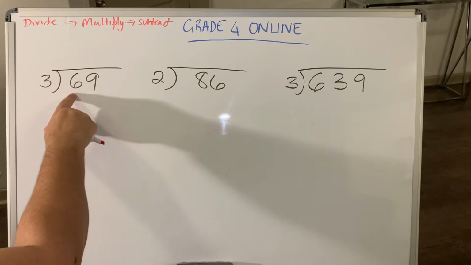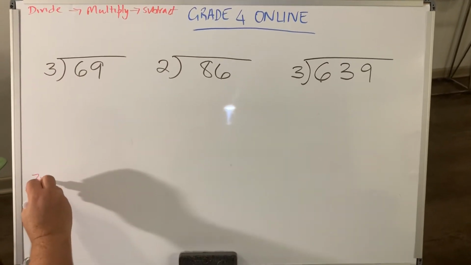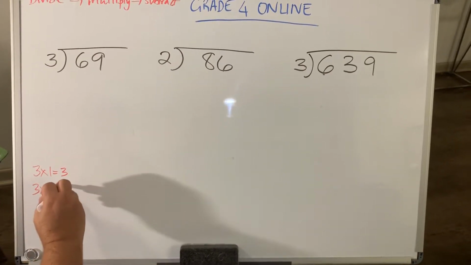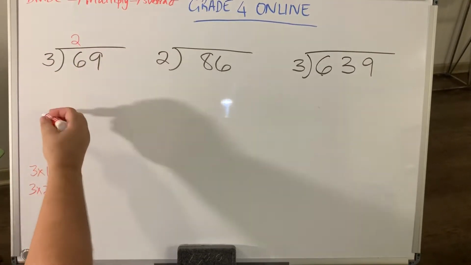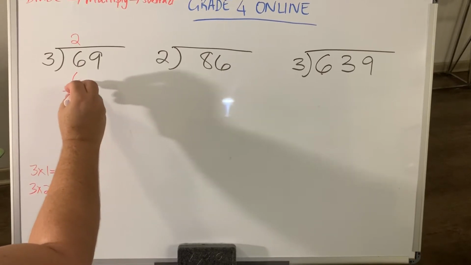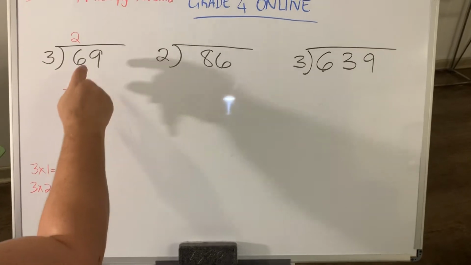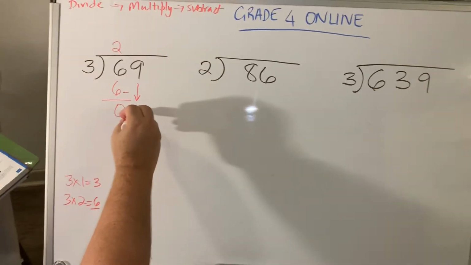Can 3 come out of 6? Yes, it can. 3 times 1 equals 3. 3 times 2 equals 6. That's what we're looking for. We multiply. 2 3s equals 6. We subtract, 0. Now we have another number and we have to work with it. So we pull this number down to this line.